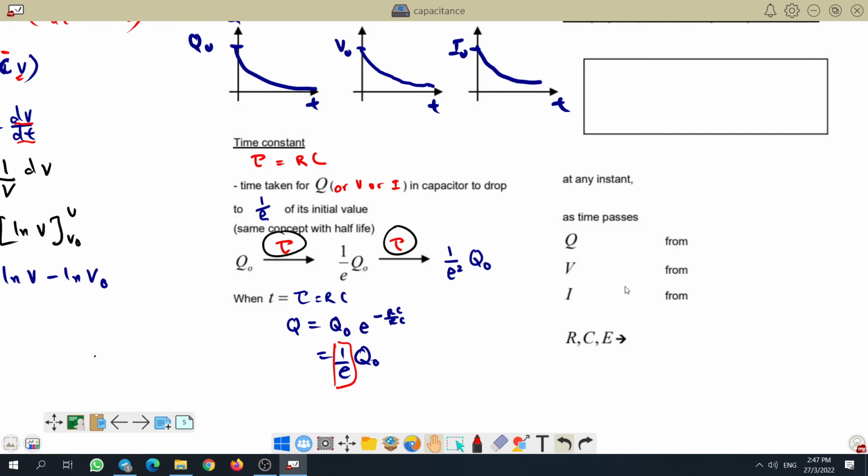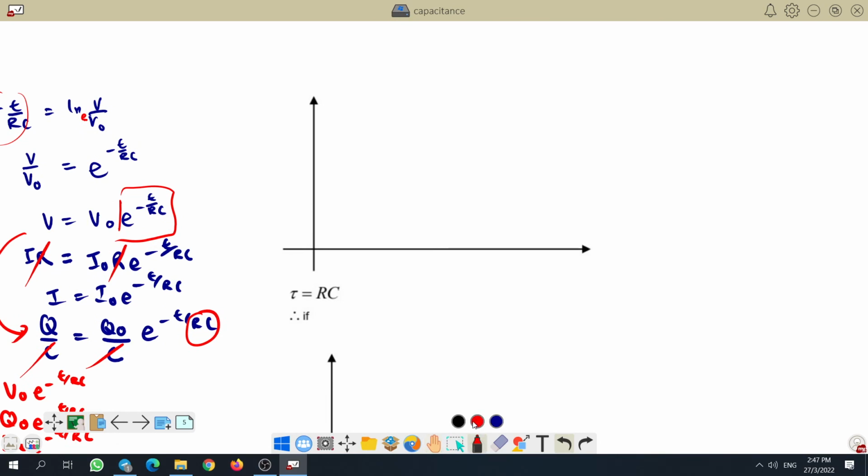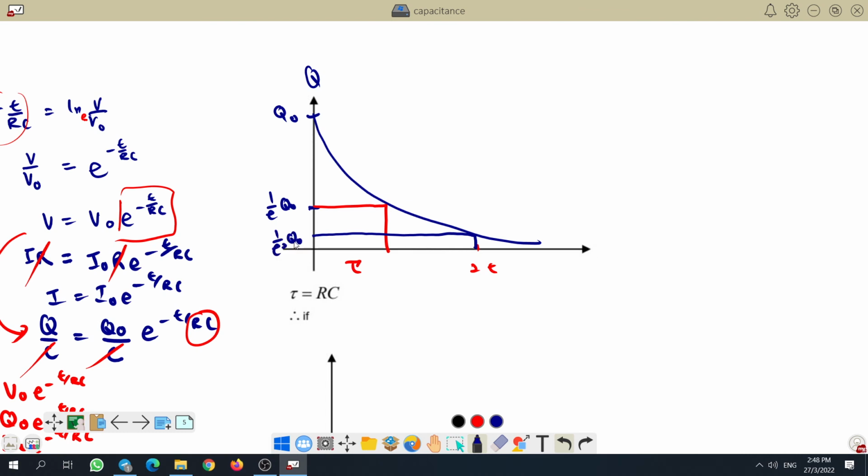In fact, it's not so much for calculation, but to describe what's happening. Also in terms of the graph, for example, the time taken for Q to go from Q naught to 1 over E. 1 over E is 2.7, and 1 divided by 2.7 is less than half, let's say around here. So if it takes this time to become tau, then when it becomes 2 tau, it's not half again, but 1 over E squared. The time is the same, tau is the same, but the Q is lower. It's used more to describe how fast or slow it discharges.